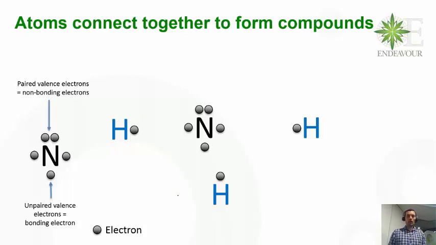So we talked about earlier how atoms need to come together to become stable, and they do this by covalent bonding. So let's see what's going to happen to our nitrogen and 3 hydrogens.